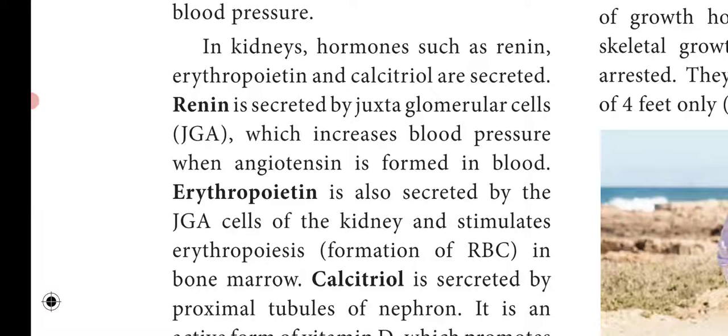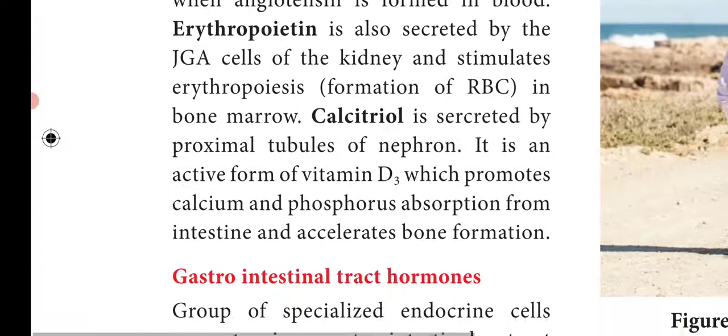And erythropoietin is also secreted by the juxtaglomerular cells of the kidney and it stimulates erythropoiesis. Erythropoiesis means the formation of RBCs in the bone marrow.